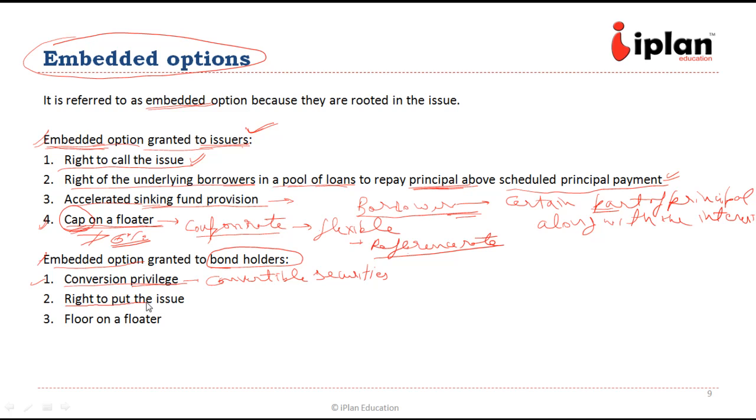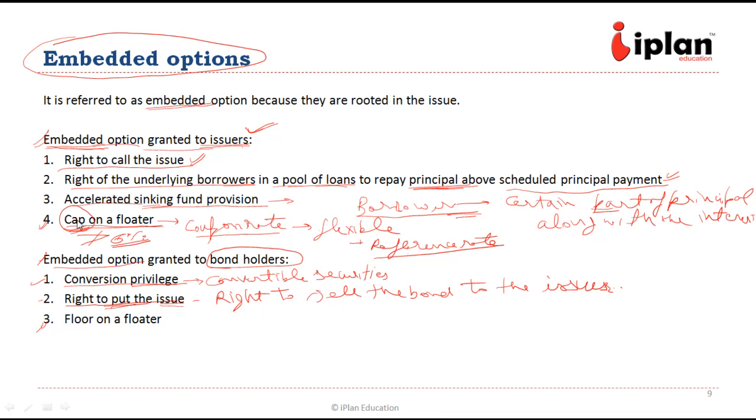Similar to the concept of call, there is the opposite concept of put, where the bondholders have this option. As and when they want, they can return the bond to the issuer and get the value of the bond from them. So this is the right to put, or right to sell the bond to the issuer. So this option is with the bondholder.